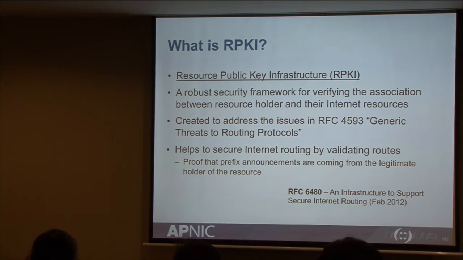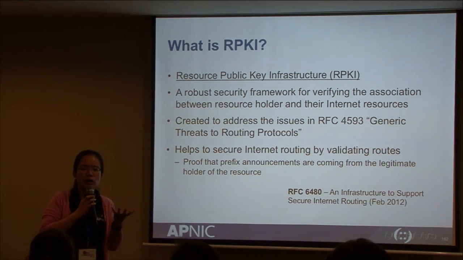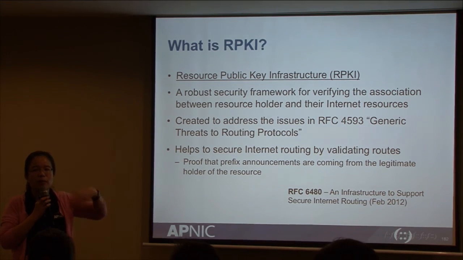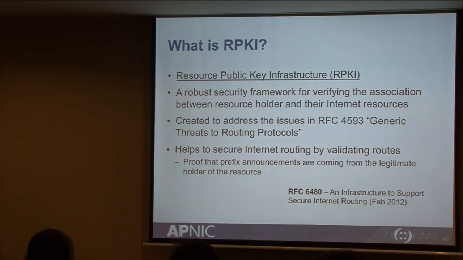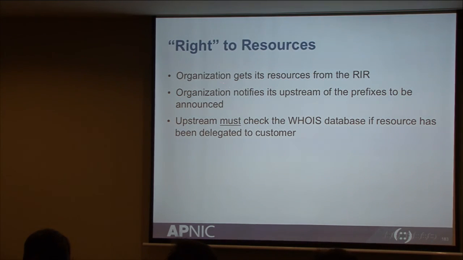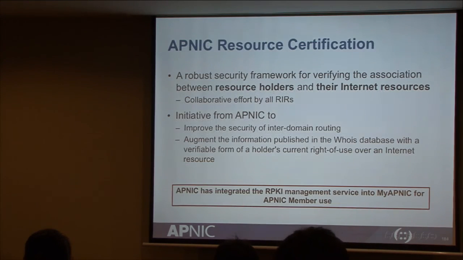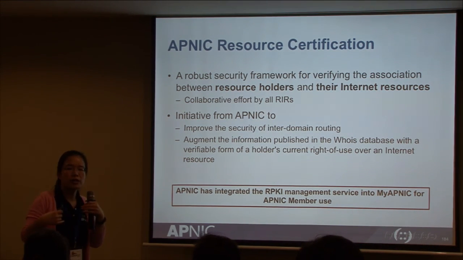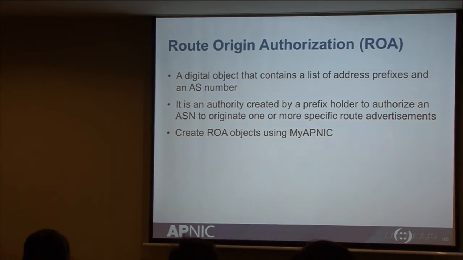So here is the main purpose of why we need RPKI: to solve the problem of whether routes are originated from the right source. It helps secure internet routing by validating routes. We need to validate whether you are from the correct AS number. Organizations that have applied for resources configure that this prefix should be announced from this AS number. The upstream must check the whois database when we announce prefixes. The resource holder configures this information, and ROA is the Route Origin Authorization.